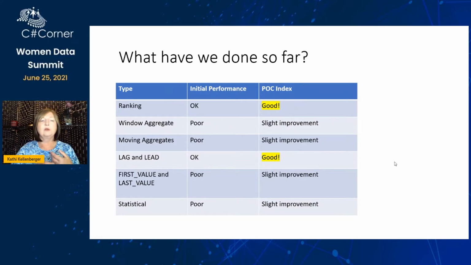So now we've got really great performance on the ranking and the lag and lead. And just so you know, lag is my favorite function of all time. It is wonderful and it performs well without you really having to do much with it. We have gotten a slight improvement on all the other types. We still have a large amount of I/O going on, and that is a problem. So what's next? What else can we do?